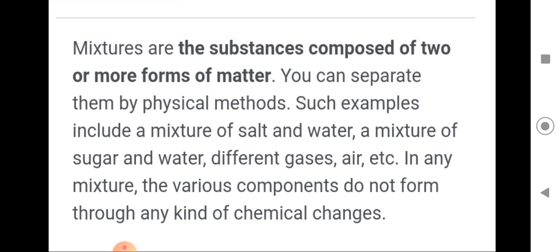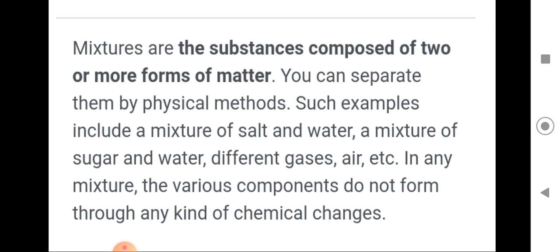The pictures of different mixtures. Mixtures are substances composed of two or more forms of matter. You can separate them by physical methods. Such examples include a mixture of salt and water, that's what I showed you. A mixture of sugar and water also can be separated. Different gases that are present in the air.